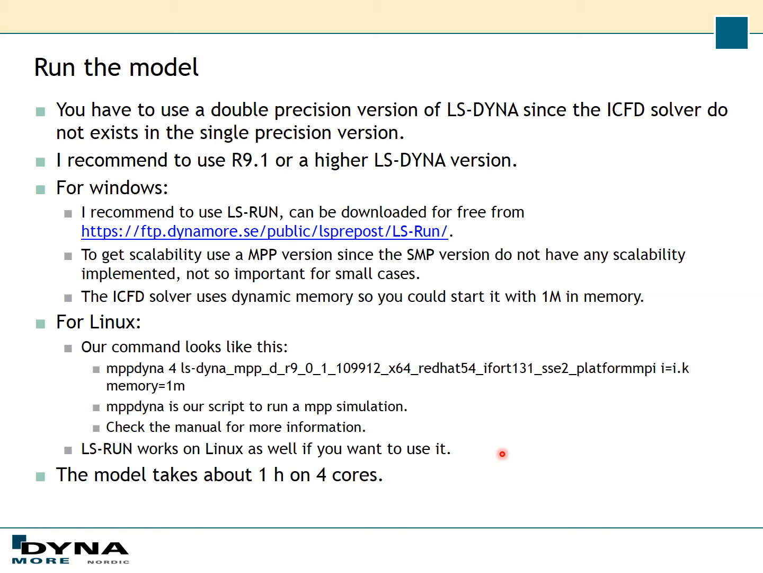And for Linux, I recommend you to check the manual on how to start it, and it's often useful to use a script to start MPP simulations. So here is an example on how our command looks like when we start MPP simulations, but it will look different on each setup of Linux. But you can also use LS-Run on Linux if you want. And the model takes about 1 hour on 4 cores.